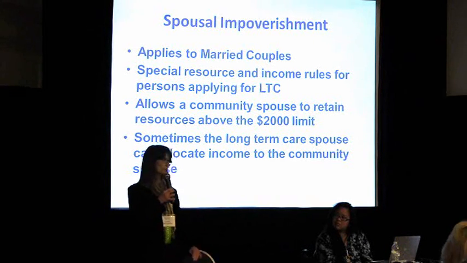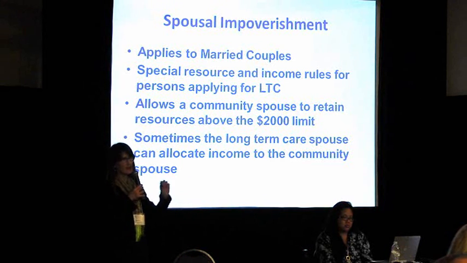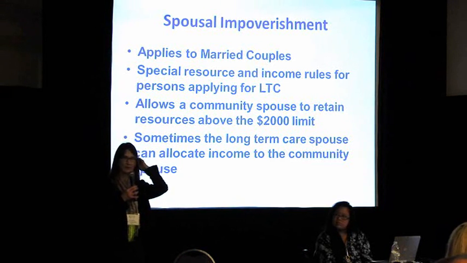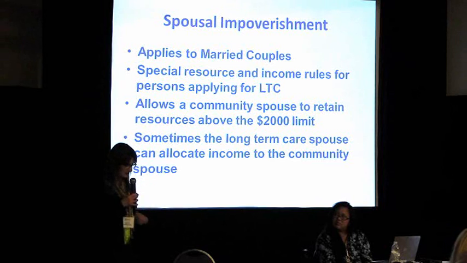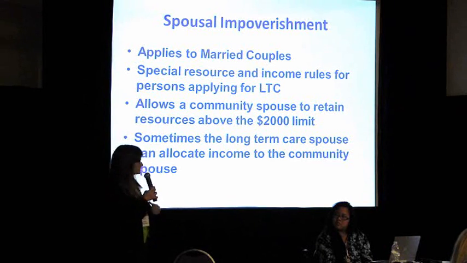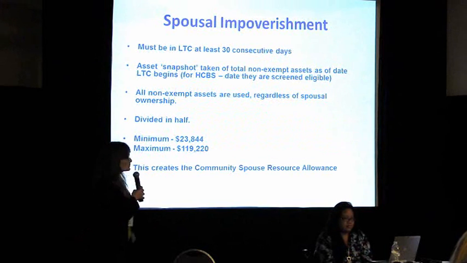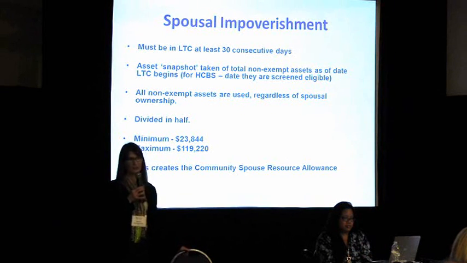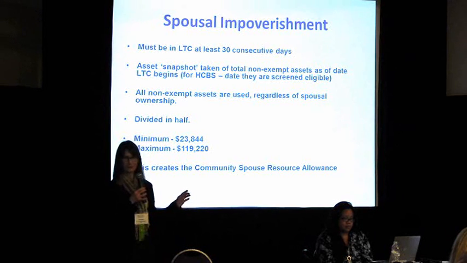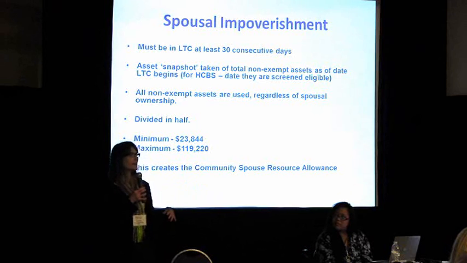The spousal impoverishment rules are actually twofold. There's an income side and a resource side. We're going to focus on the resource side, but we will touch on the income side too. So for spousal impoverishment to apply, you go to the next slide, you must be in long-term care for at least 30 consecutive days. And that's important because you only get one shot at spousal impoverishment. Well, unless you change spouses, but that's a different story.